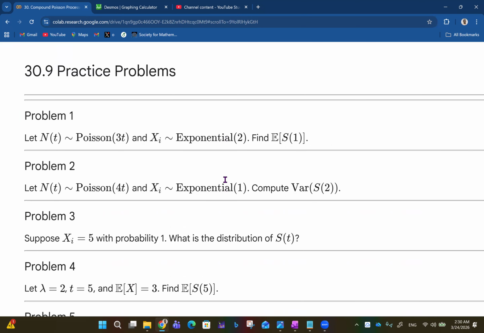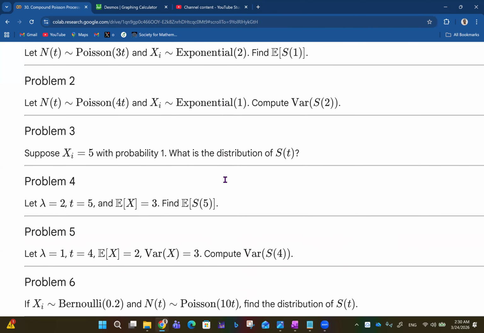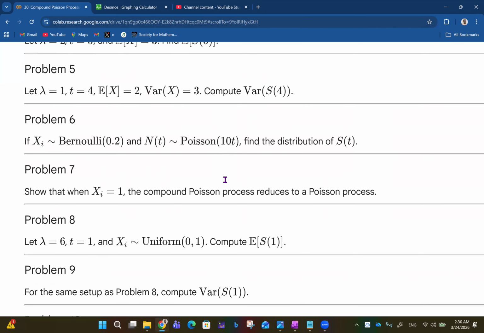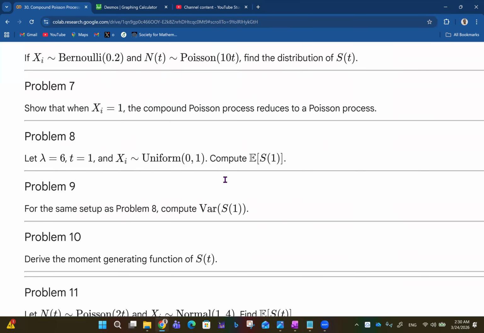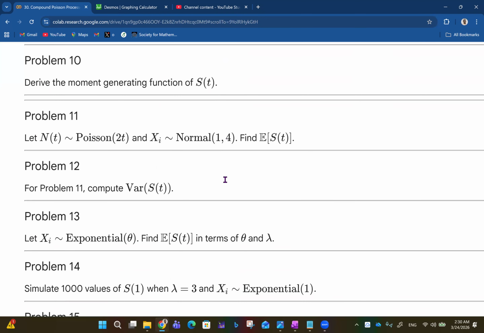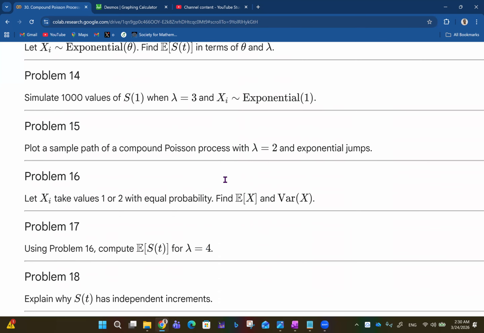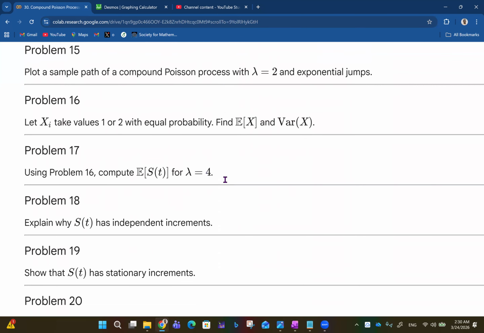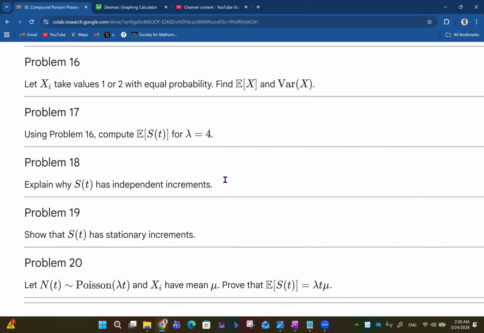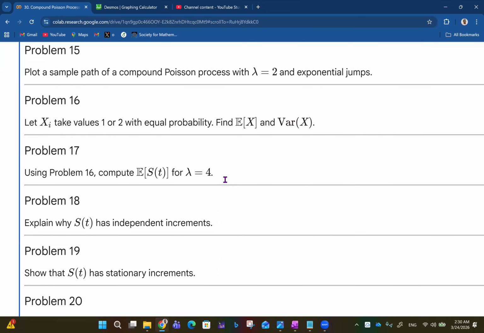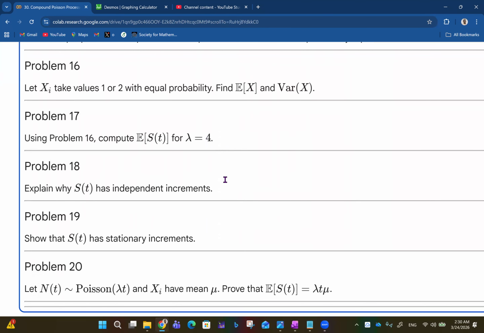So try your hands on the problems. Questions 1 to 4 here. Then this is 5 to 9. Then 10 to 14. Then 15 to 19, right? Then I can have 16 to 20 showing. So try your hands on all of this. Let's see how well this goes for you. Then follow the examples to do all of this.